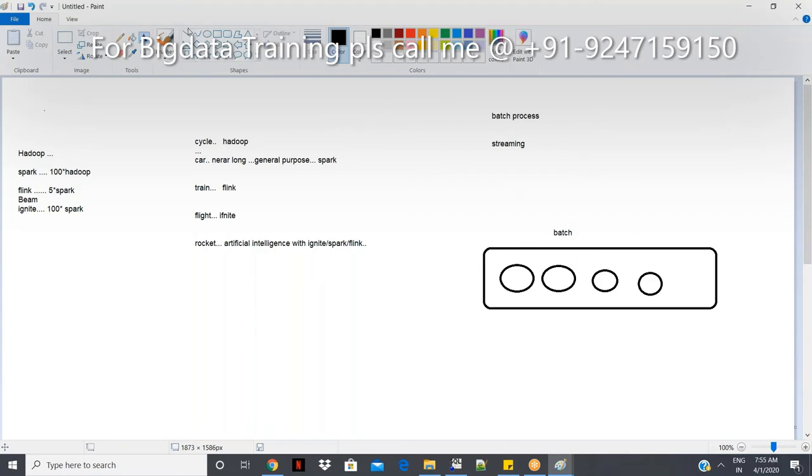But batch processing, sorry to interrupt, is about how jobs are run, like at a fixed time, they will run at 10 o'clock or 11 o'clock. But streaming is like flowing data. The data is moving non-stop.